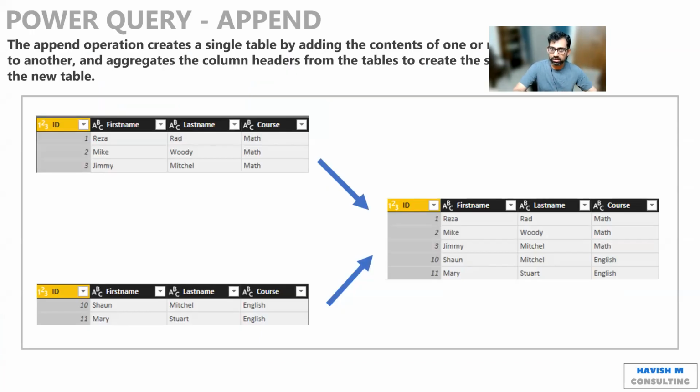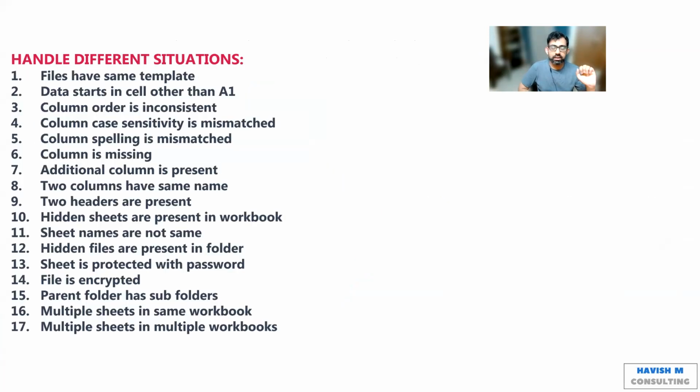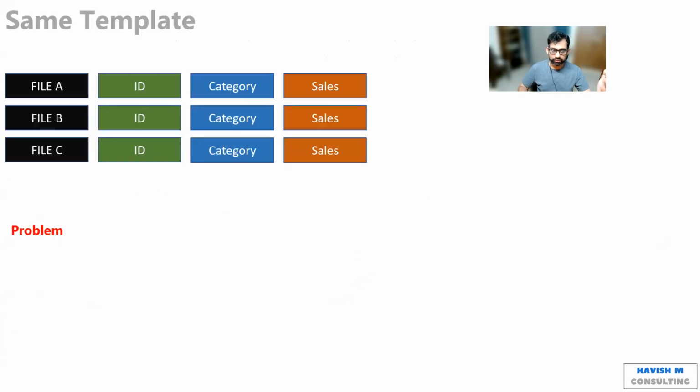So we have 3 rows, another 2 rows, we are putting them one below the other. Now I want to present to you different situations, and I want you to tell me what will happen, right? Okay, first, if file A, B, and C, there are 3 files, each file has 3 columns, the same order, the same spelling. Will it work?